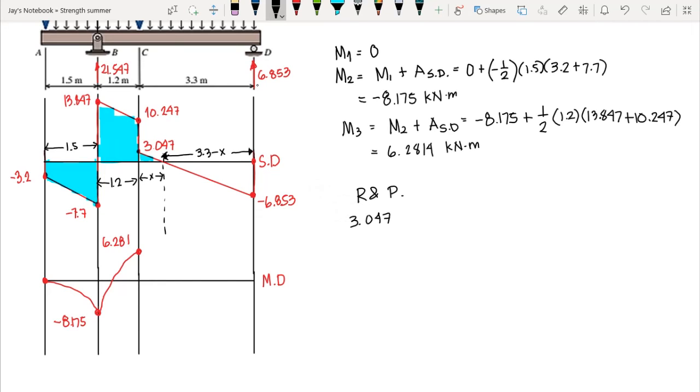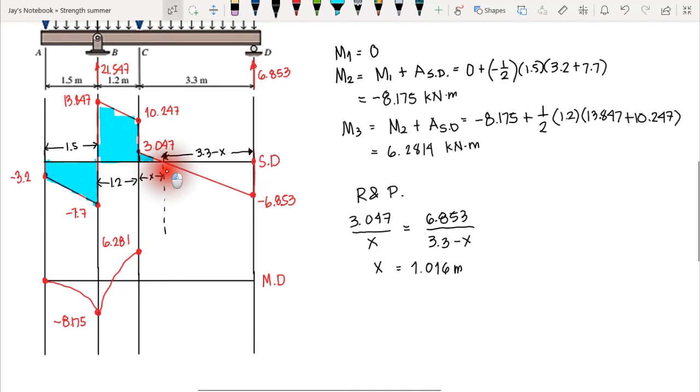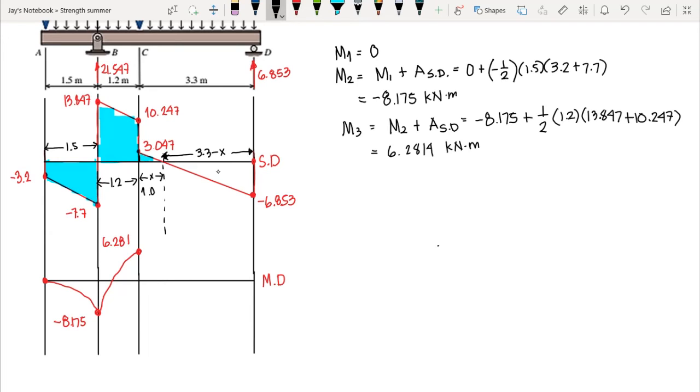So we have 3.047, that is this height, over the length x, is equal to the height of the bigger triangle, that is 6.853, over the length of the bigger triangle, that is 3.3 minus x. So we can compute our x, that is equal to 1.016 meters. At this point our internal shear is 0. If you want to use the shear equation, you let V there equal to 0. But if you are using the area method, you can use ratio and proportion, since these are triangles. So we have 1.016, the length from C to this point.